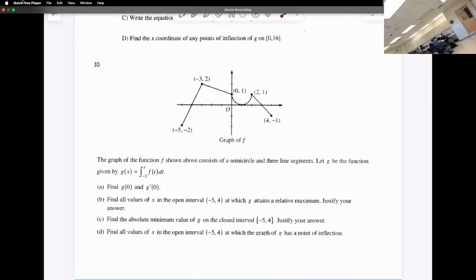Okay, so let's do 10 because 10 has an absolute minimum value. I will say on the whole worksheet, you do 6 last because 6 is the hardest. Another thing is you should start getting used to it, especially with some practice questions in class.